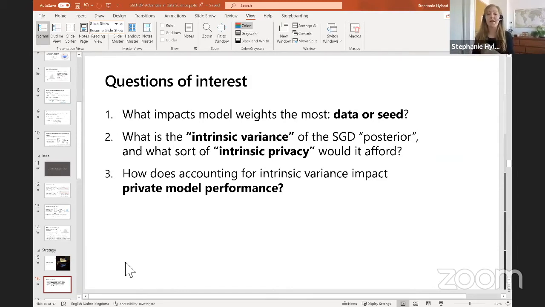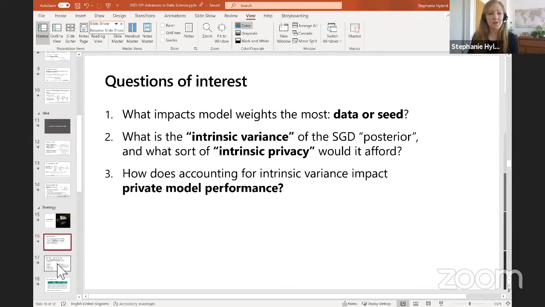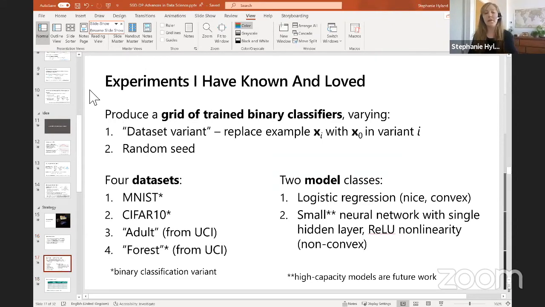The second question is getting at what is the intrinsic variance of this SGD posterior, which I was just speaking about. So we can try and empirically compute the SGD sampling distribution, and then we can compute its variance and relate that to its intrinsic privacy. And then the third question is, well, why are we doing any of this at all? It's because we think that if we can account for this intrinsic variance, we may be able to build private machine learning models which work better because we've had to add less noise to them, because there's already some noise in the process. So in order to get to these questions, we ran a grid of experiments.